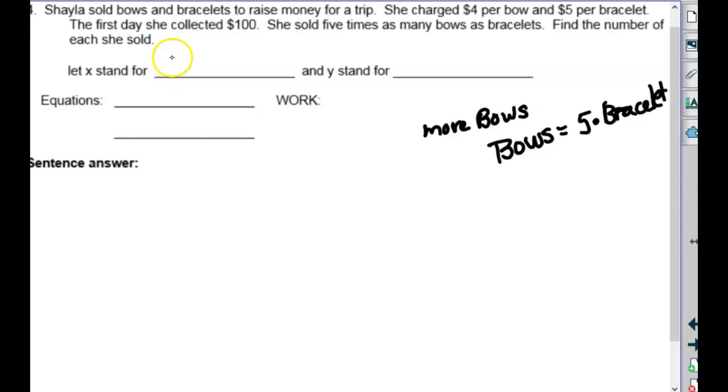Number of bows. Oh, Destiny wins. Number of bows. It's not the color, the price, the weight, the height, the length of ribbon used. It is the number of them. Okay, Y stands for? Number of bracelets, or hashtag bracelets. Okay, now what?